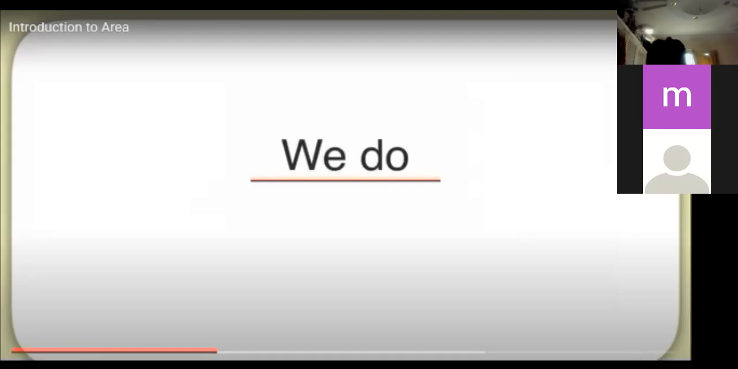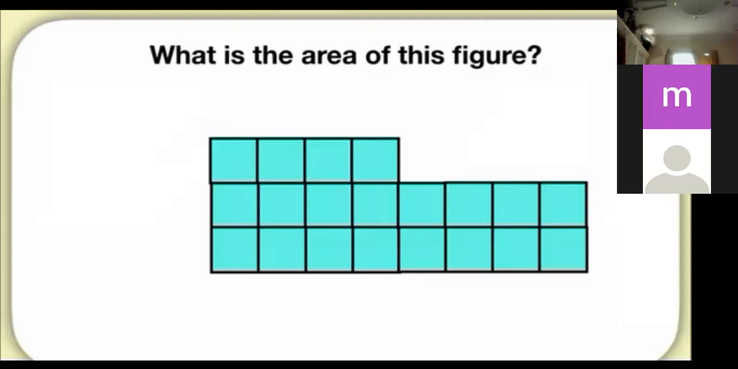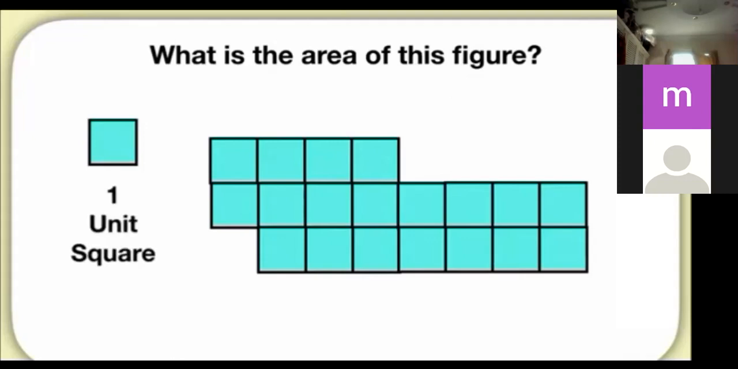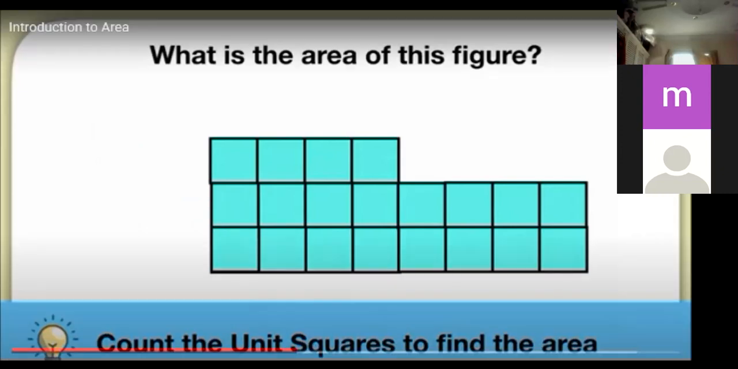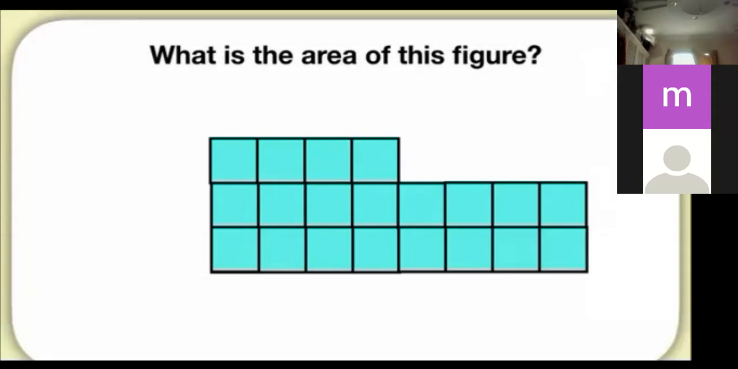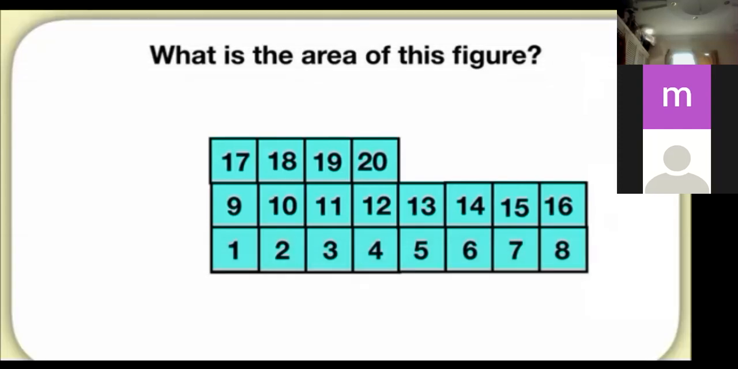Let's look at one of these together. Let's say we want to find the area of this figure. Well, what would we call each of these little squares? We call each of these little pieces 1 unit square. And how can we use unit squares to find the area of this shape? To find the area of a shape, just count the number of unit squares inside of it. How many unit squares are in this shape? Well, we could count all of the unit squares in this shape. If you did this, you would find that it has an area of 20 square units.